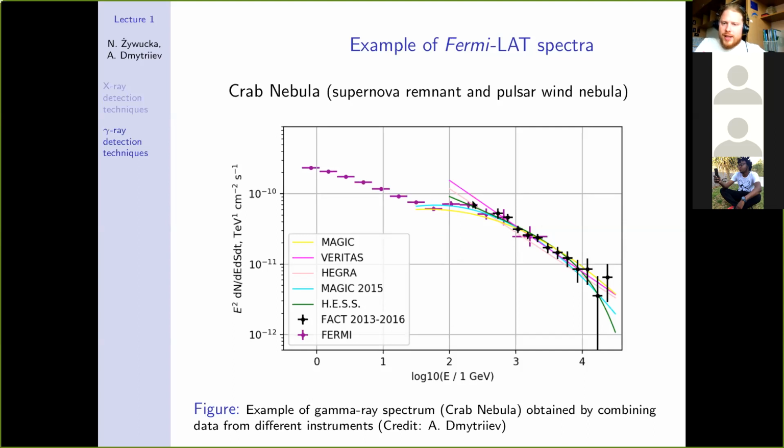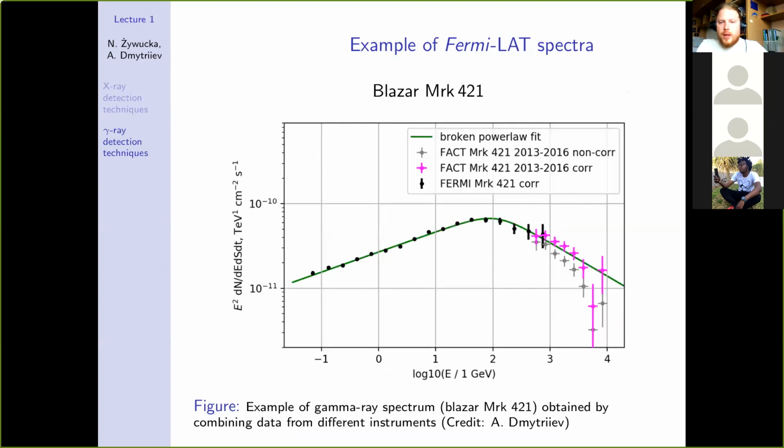Okay, I won't go into details about other measurements. So just an example of what we can get after likelihood analysis. The same thing for Blazar, Markarian 421. Again, this is Fermi data, the black dots. So we have a power law, and then this is the ISCT data.